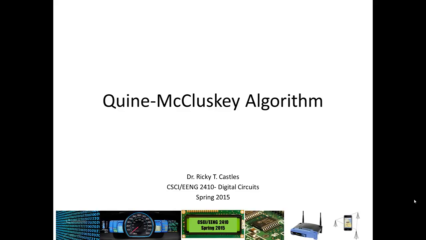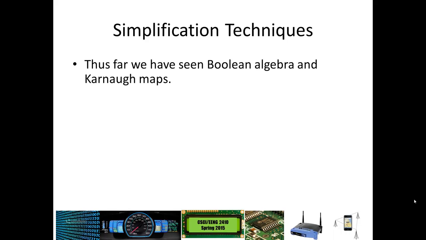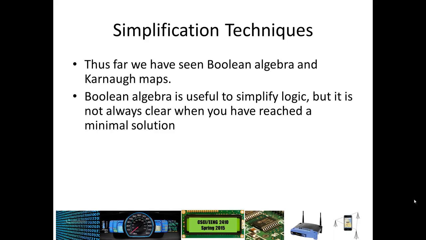This lecture will introduce the Quine-McCluskey algorithm for simplifying combinational logic. Up until this point, we've seen Boolean algebra and Karnaugh maps. Those are two different simplification techniques. Boolean algebra is pretty nice for us because it allows us to apply a lot of theorems and laws, really just to try to take a more complex expression and simplify it down to a minimal expression. But again, the problem with that is we don't really know when we've gotten to the minimal solution. We could get something simplified, but there could be another way to simplify it. Maybe we forgot a theorem, or there was just something we didn't realize we could reduce.